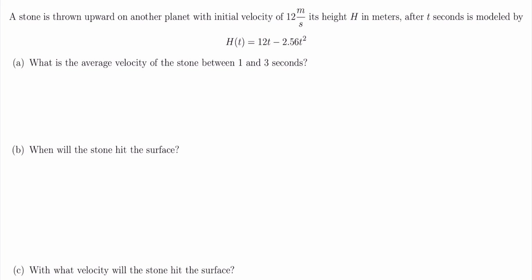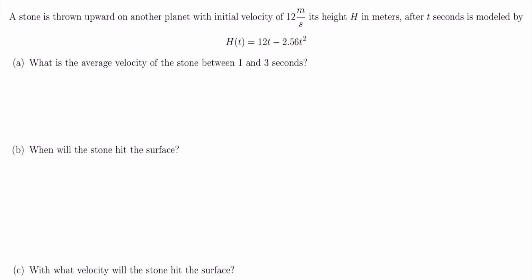So we have a stone thrown upward on another planet with an initial velocity of 12 meters per second. Its height h in meters after t seconds is modeled by this h of t function. And we have three parts. We're going to calculate the average velocity between 1 and 3 seconds. We're going to figure out when the stone hits the surface and with what velocity the stone hits the surface. And I actually put these in order from easiest to hardest prompts.